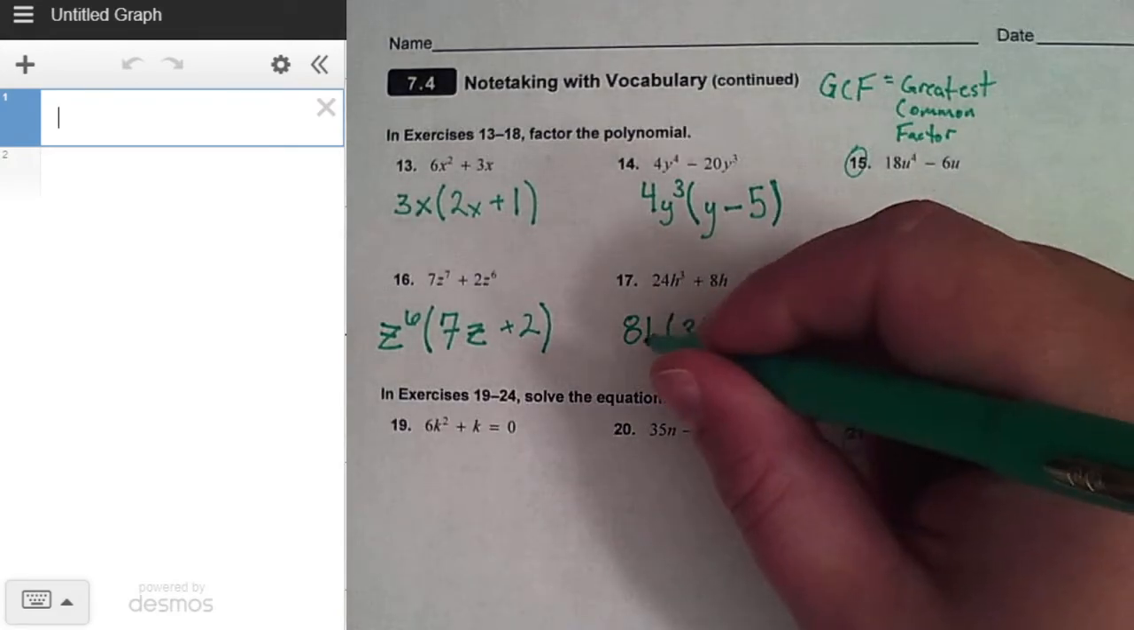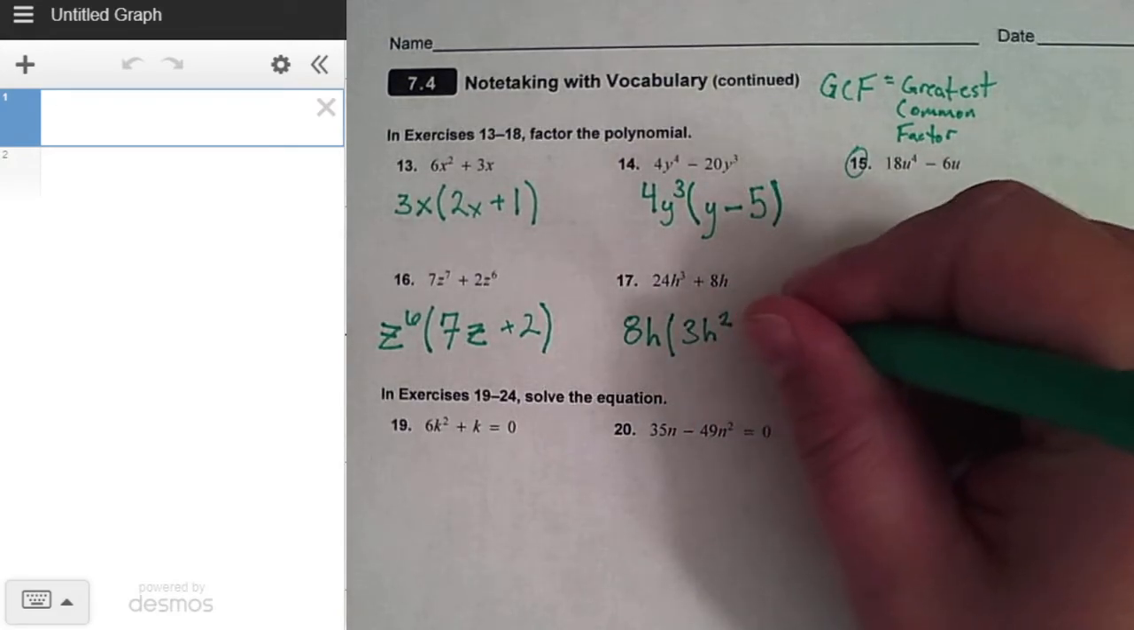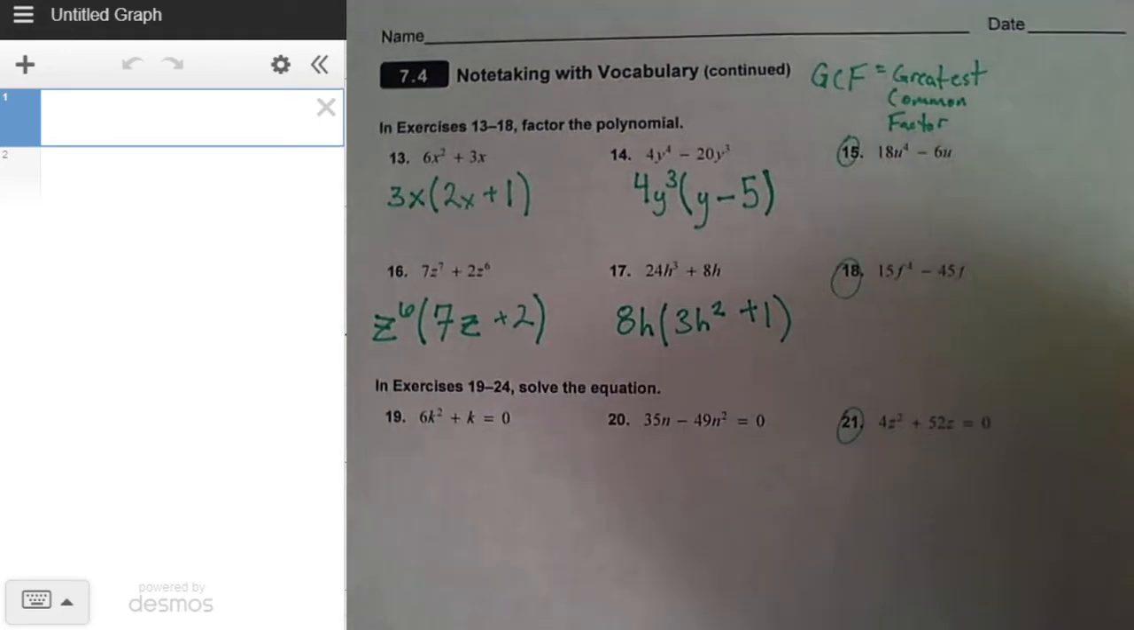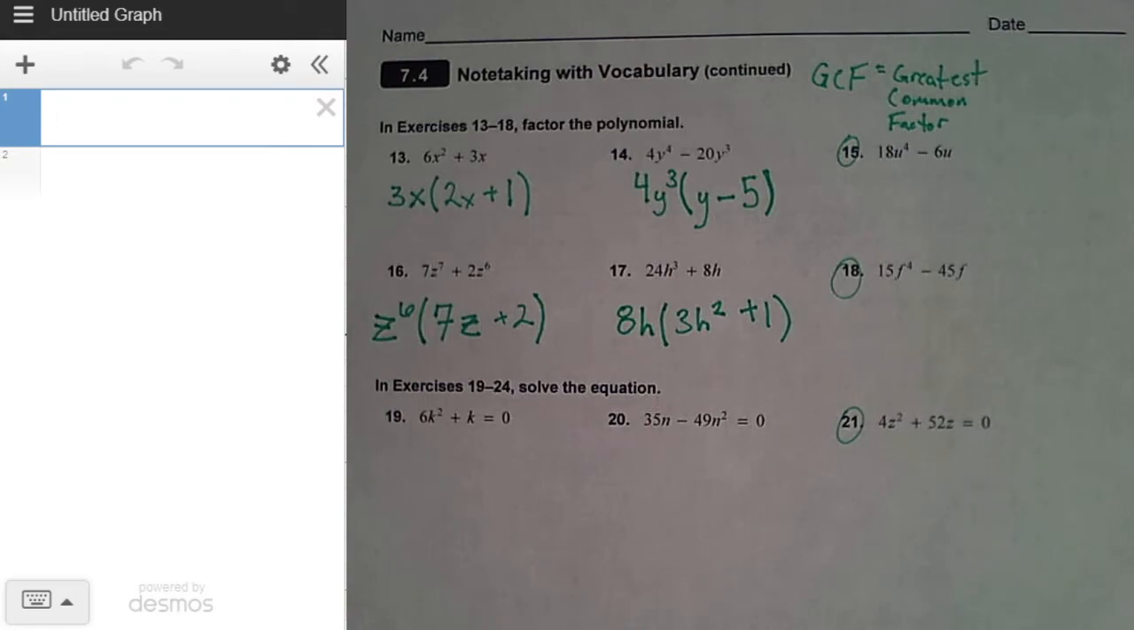And well, 8h times just 1 is itself, of course. So that is our factored polynomial, but when we use the GCF on number 17. So why do we need to do that?